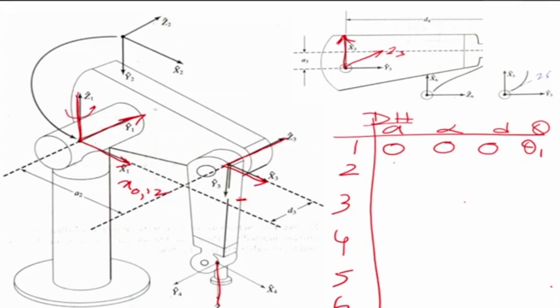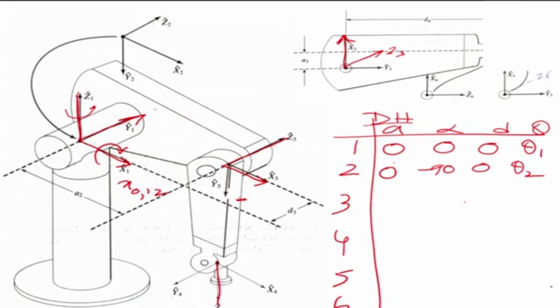Now, what about the second one? The second one, what we see is that Z2 is perpendicular to Z1, and it has rotated by 90 degrees about x1. So there's a minus 90 there. The frame origins are intersecting, so there is no distance, so it is 0, 0, theta 2. What we are seeing is that Z1 was in the upward direction and Z2 is in the right direction. So there is a 90-degree angle between them, and it's a minus.